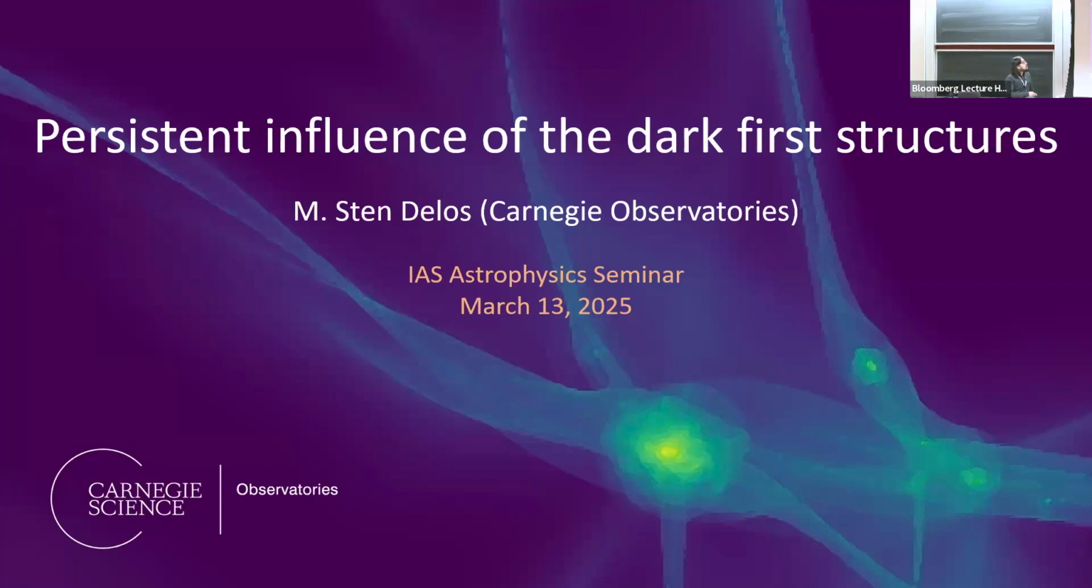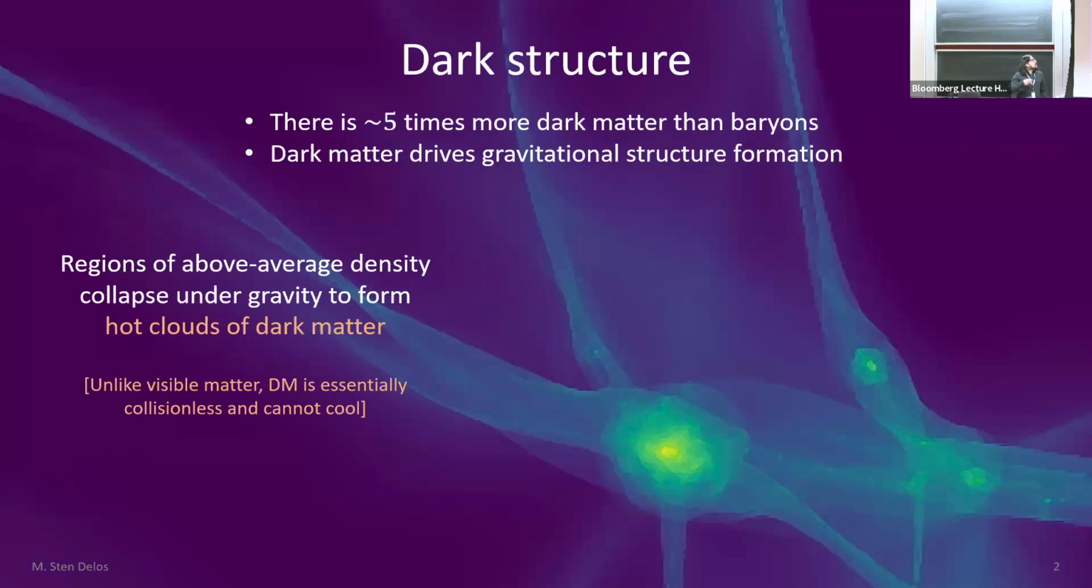So let me start with some background. We know that there is around 5 times more dark matter than ordinary baryonic matter, and because of this, dark matter drives gravitational structure formation. What this looks like is that regions of above average density in the early universe collapse under their gravity to form hot clouds of dark matter. These are hot because, unlike ordinary baryonic matter, dark matter has no way to shed its orbital energy. And so it cannot cool, and this is why you get these diffuse halo structures instead of compact objects or disks.